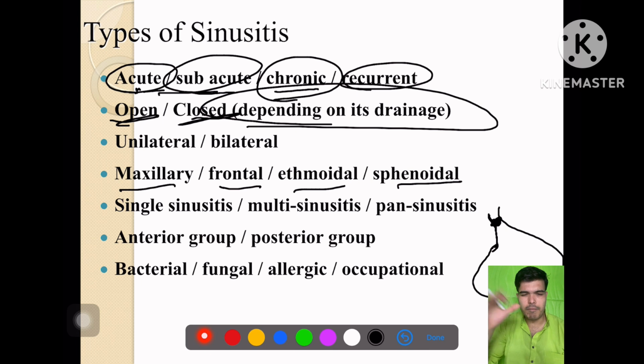All the sinuses involved is pan-sinusitis. Multi-sinusitis means more than one sinus is involved. Single sinusitis means only maxillary, or only frontal, or only ethmoidal. Anterior group, posterior group, I already differentiated in the first coming slides. Anterior group of sinuses, posterior group of sinuses. Bacterial, fungal, allergic, occupational. They can also be seasonal.